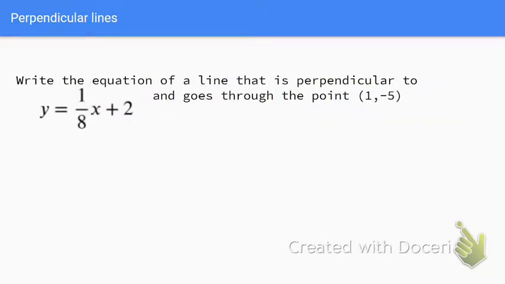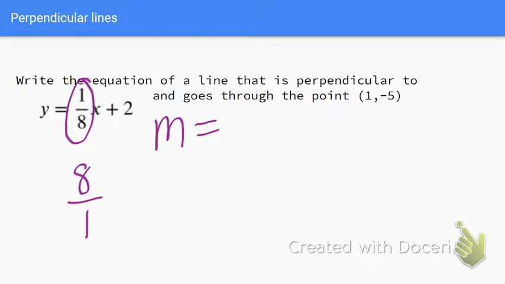Now, I'm going to write the equation of a line that is perpendicular to y equals 1/8 x plus 2, and it goes through this point. So first, let's find the perpendicular slope. What's that going to be? -8. I'm going to flip it, take the opposite of it, so I get -8. I'm going to start setting up the equation. So y equals -8x plus b.